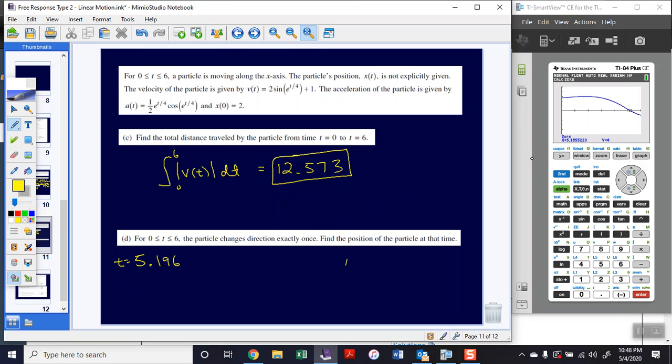And now it told us it was only going to happen once, so the graph definitely confirms that. Now what we have to find is the position at that time. So we have to find the position x at 5.196.